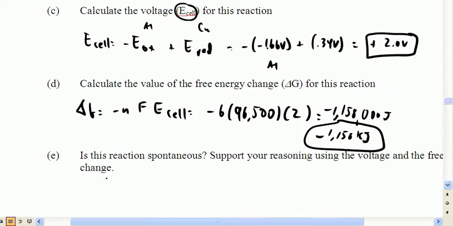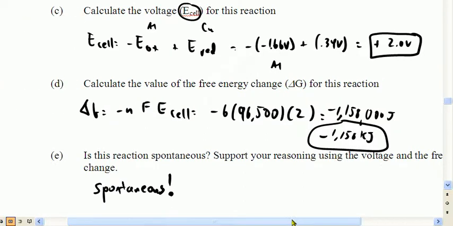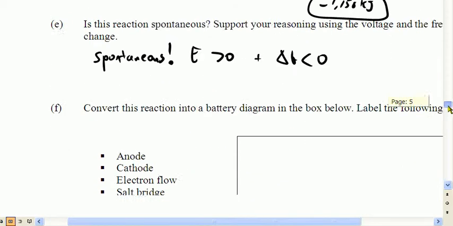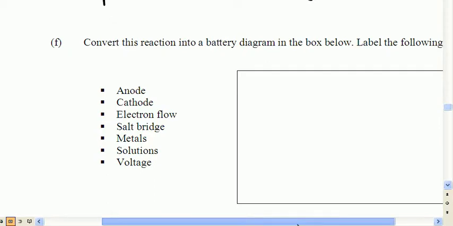Is it spontaneous? Okay, spontaneous. Support your reasoning using the voltage and the free energy. Spontaneous, E is greater than 0, and delta G is less than 0. That's enough. Okay, convert this into a battery diagram.